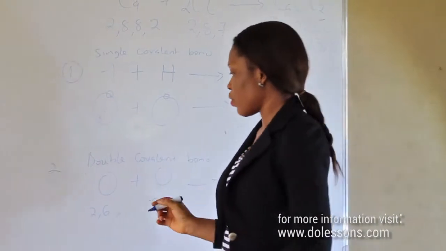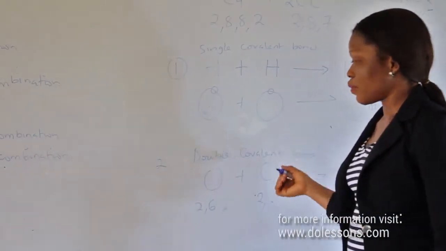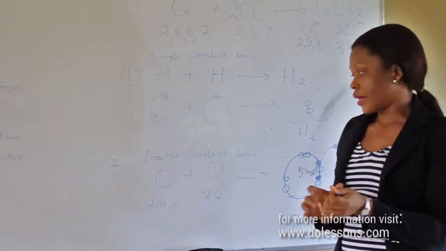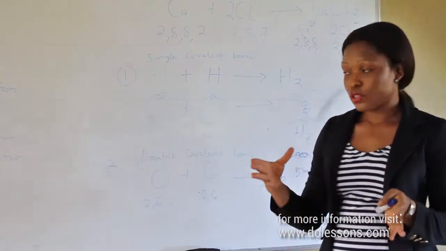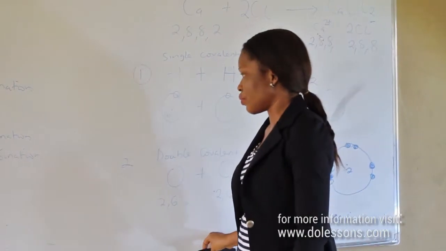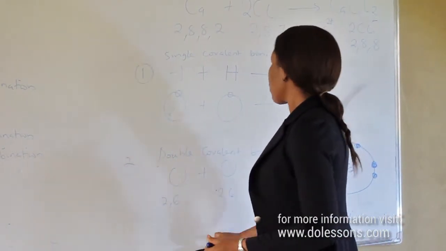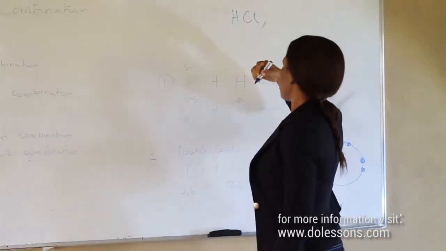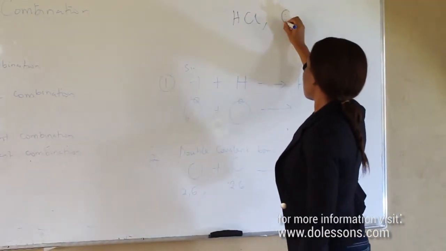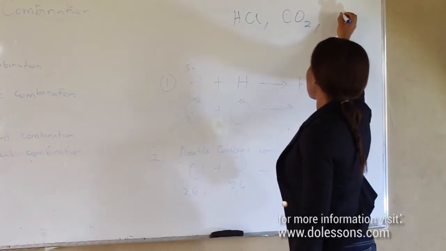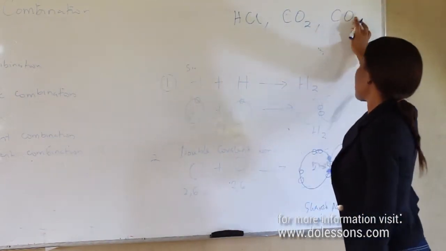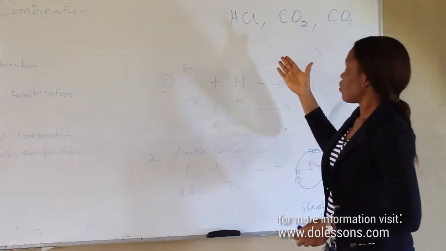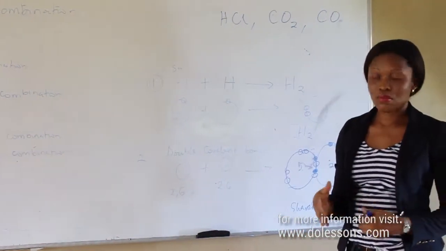In nitrogen, nitrogen atoms form triple covalent bond in which they get to share 3 electrons each, contributed equally by the 2 combining nitrogen atoms. We also have covalent combination in hydrogen chloride, carbon 4 oxide, carbon 2 oxide, and other compounds that are made up of majorly non-metals.